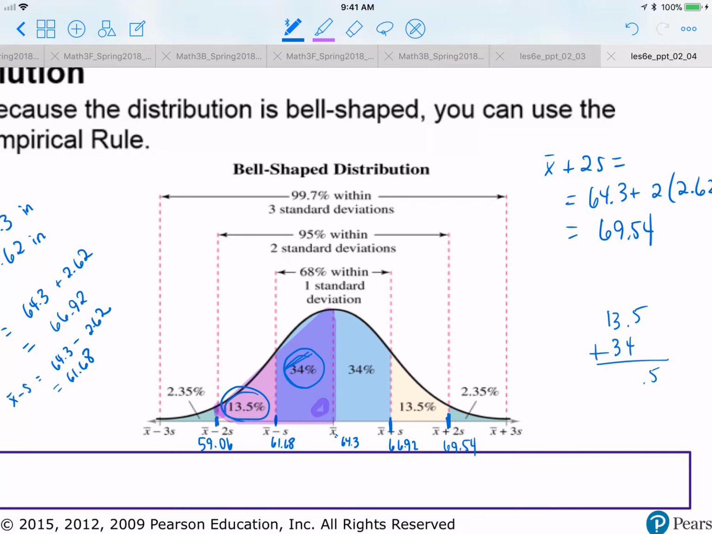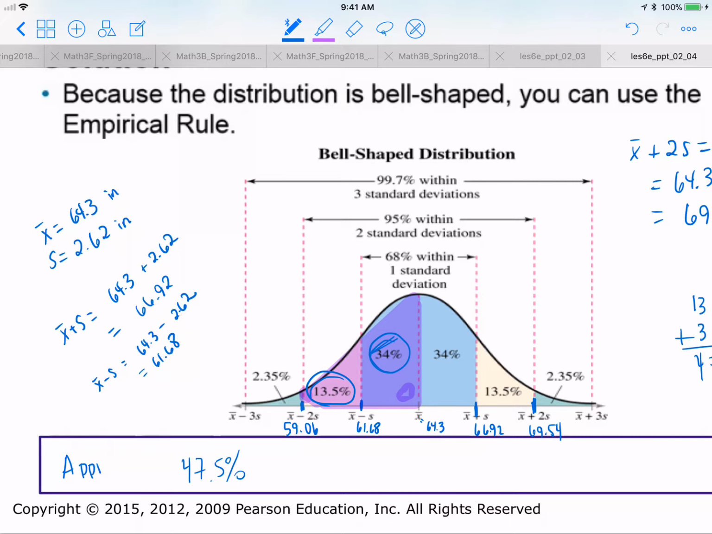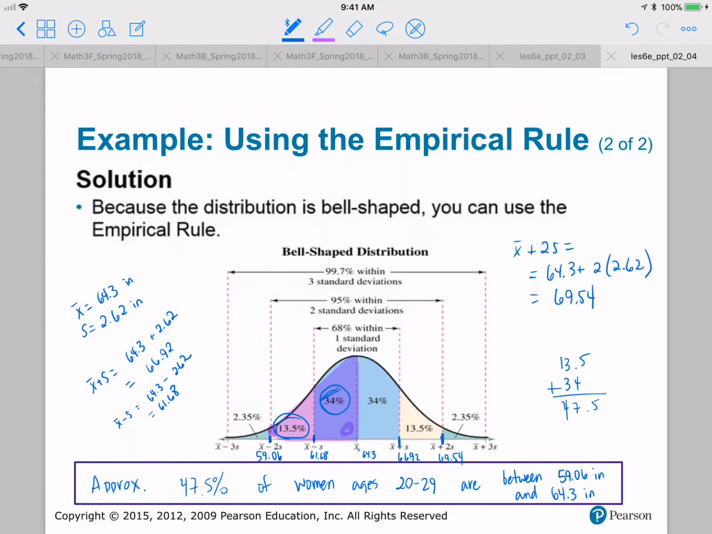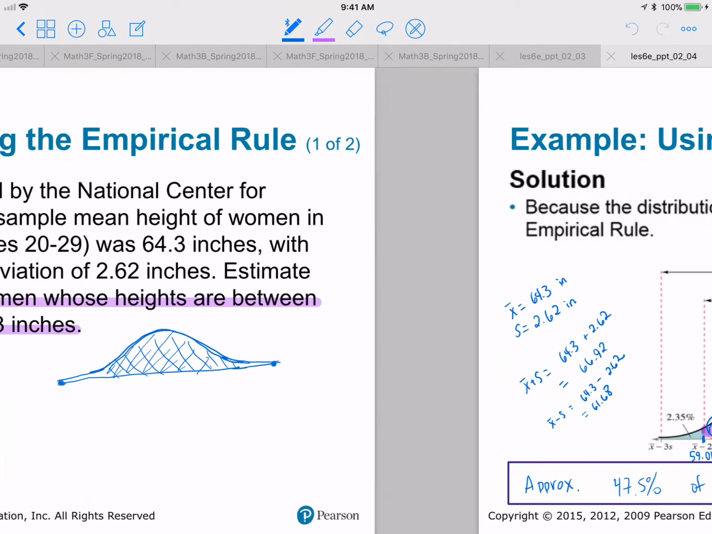So that'll give us 0.5, and then 7, 47, so 47.5%, approximately 47.5% of women ages 20 to 29 are between 59.06 inches and 64.3 inches. Okay, so that's how we use the empirical rule.